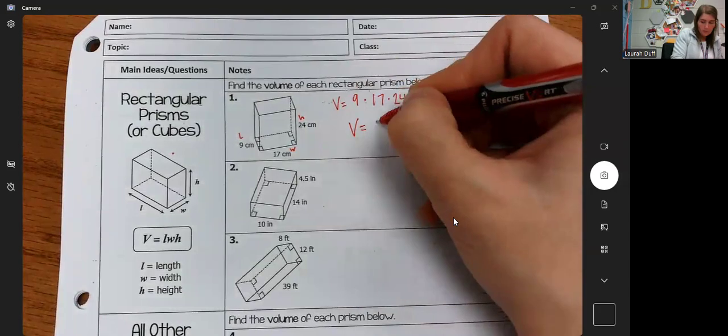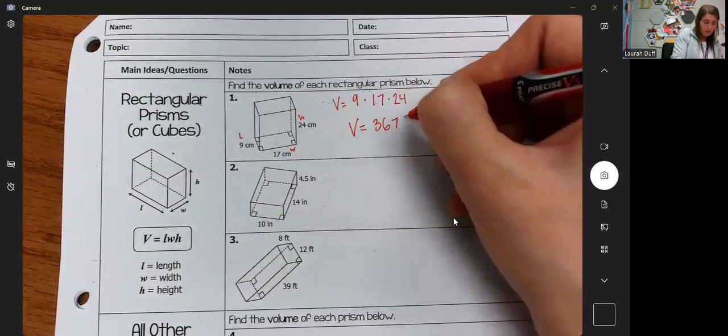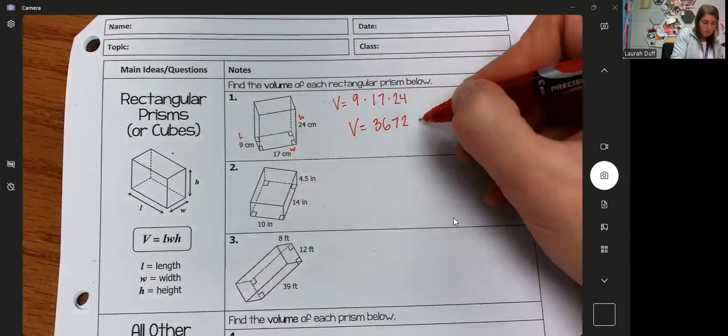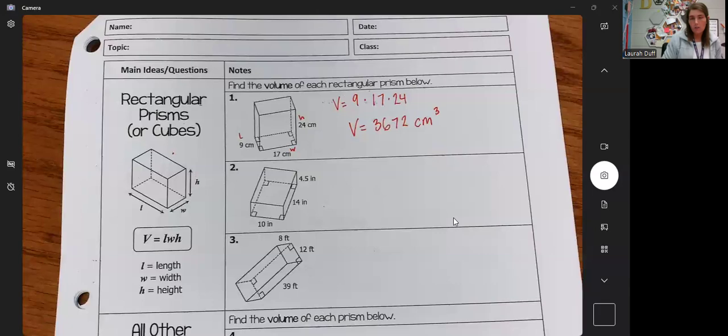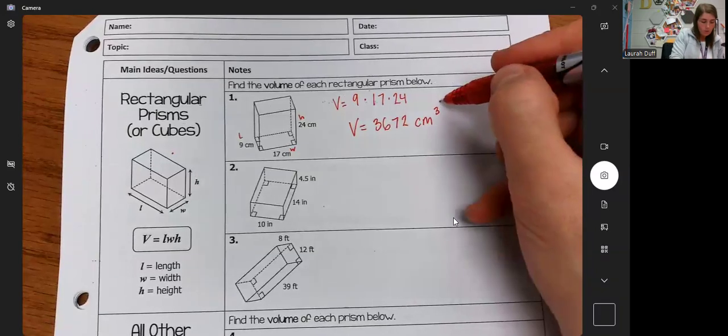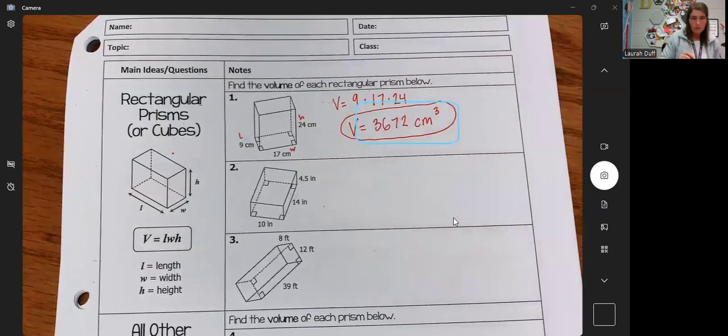The volume of this rectangular prism is 3,672 centimeters cubed. That's the one thing that's new. That centimeters cubed. Volume is 3D. Three-dimensional, that's why it's cubed. We put that 3 there. That's really annoying. Why does this think it's a face?